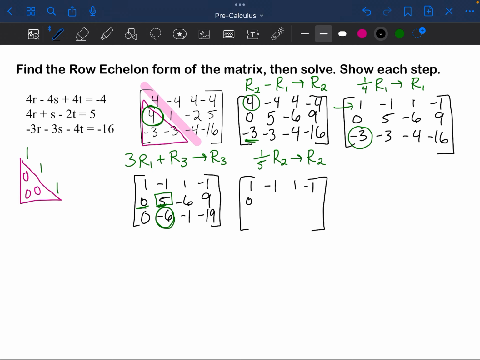So then divide everything by 5. I got 0. That turns into a 1. This would be -6/5. This would be 9/5. So I would keep it as fractions. It's going to make it easiest, even though you are going to have to mess with some common denominators. But let's go ahead and do this. So now, when eliminating this -6, I just have to take row 2, multiply by 6, and then add it to row 3. So 6R2 plus R3, and I'm going to replace row 3.